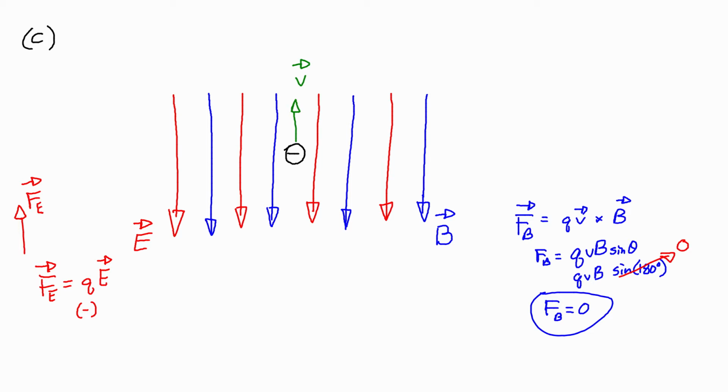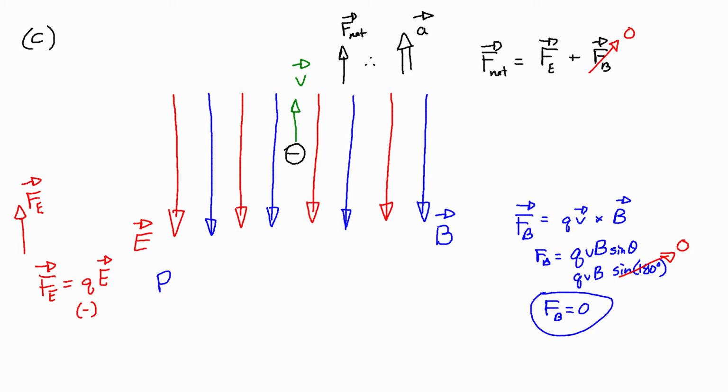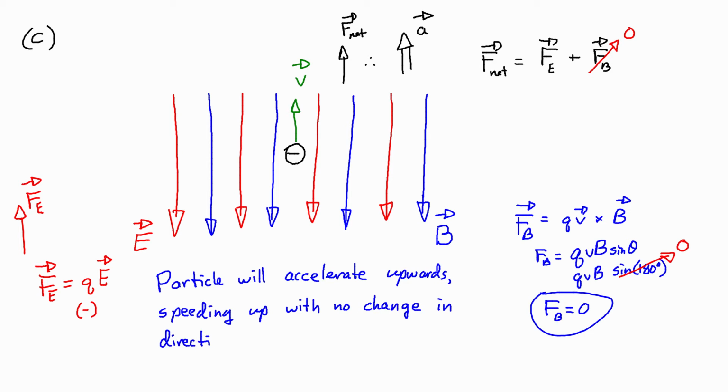So in this case, there is only one force. The net force then is the sum of both of them. But since the magnetic force was 0, really the net force is just the electric force, and that was upwards. So in this case, the electron, or the negative charge, I'm assuming it's an electron, but it doesn't have to be, the negative charge is going upwards, and because the net force is upwards, therefore the acceleration is also upwards. So in this case, the particle will accelerate upwards, speeding up with no change in direction.